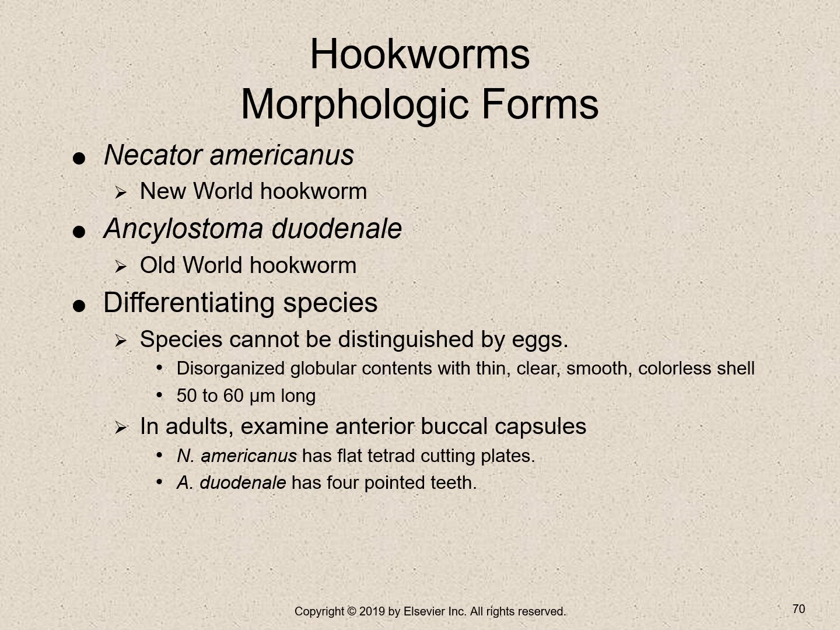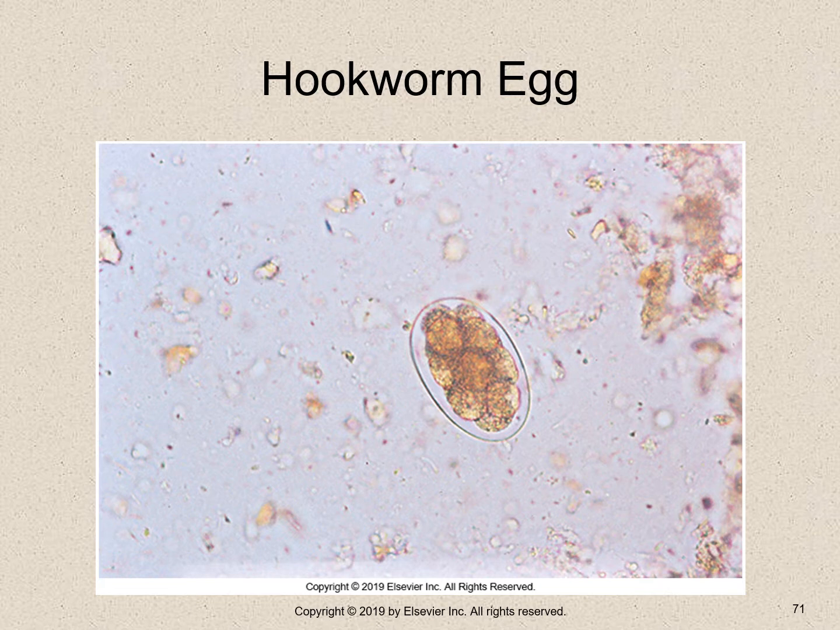When the anterior buccal capsules are examined in adult worms, the difference can be seen in N. americanus having flat tetrade cutting plates, whereas A. duodenale has 4 pointed teeth. This figure just shows an example of the hookworm egg. So here you can see that it has disorganized globular contents and a thin, clear, smooth, colorless shell.